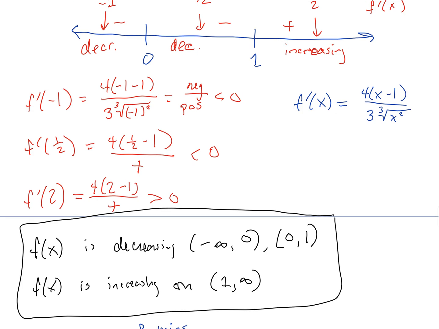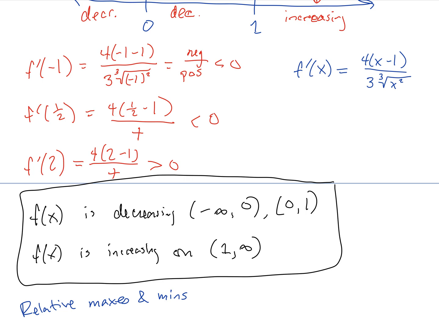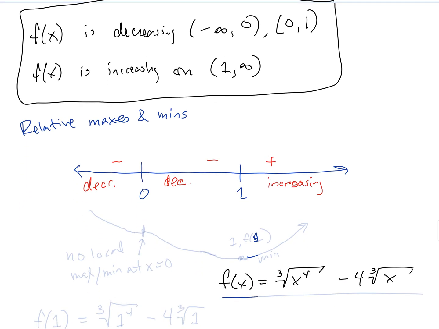Now we're going to find relative maxes and mins for this function. And again, we're continuing to use this first derivative test to do this. So we see that our function is decreasing until 0, and then it is decreasing again. And so no local max or min occurs here.